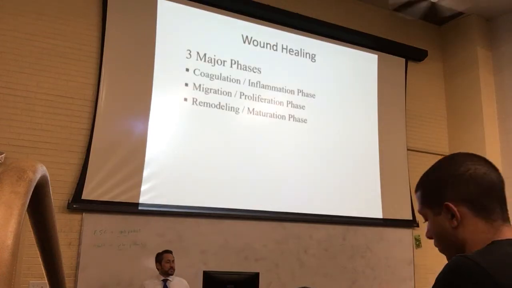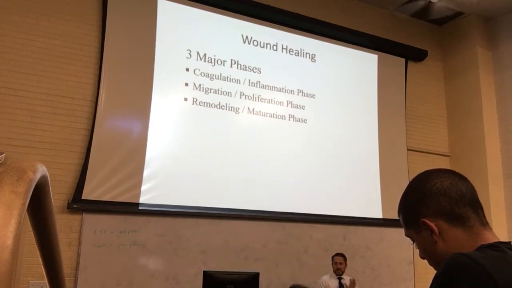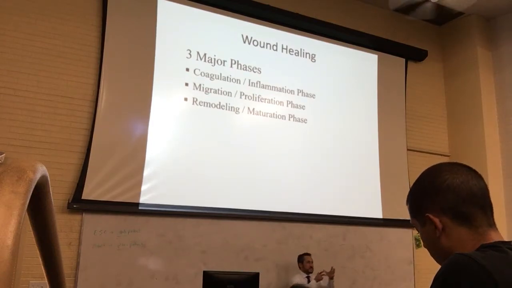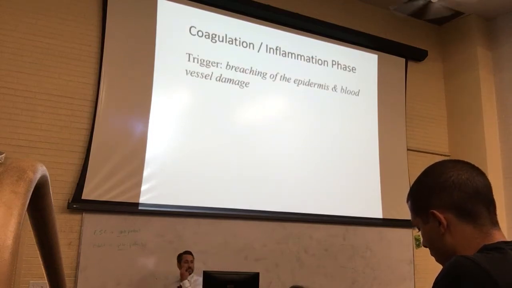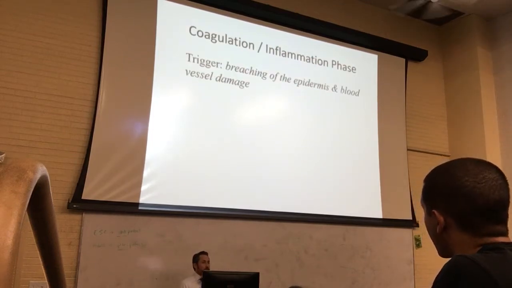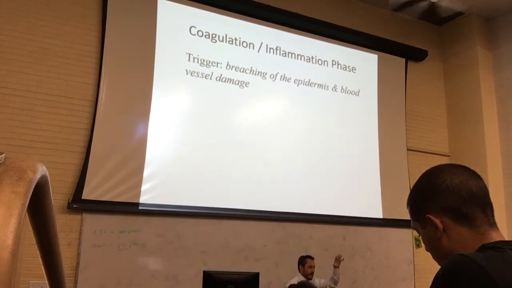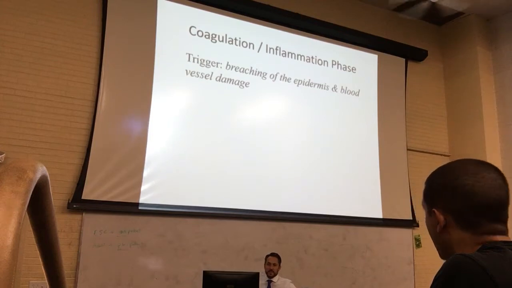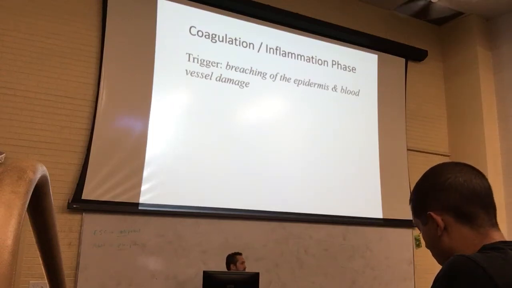Okay, so we got 3 major phases of wound healing that we've talked about. We've got this coagulation phase, and we've got this migration phase, and then we've got the remodeling phase. And as we walk through these different phases, the coagulation, also called the inflammatory phase that we've seen in the bar graphs, is really the trigger point that stimulates the healing when the epidermis is compromised or breached and you get vascular damage.